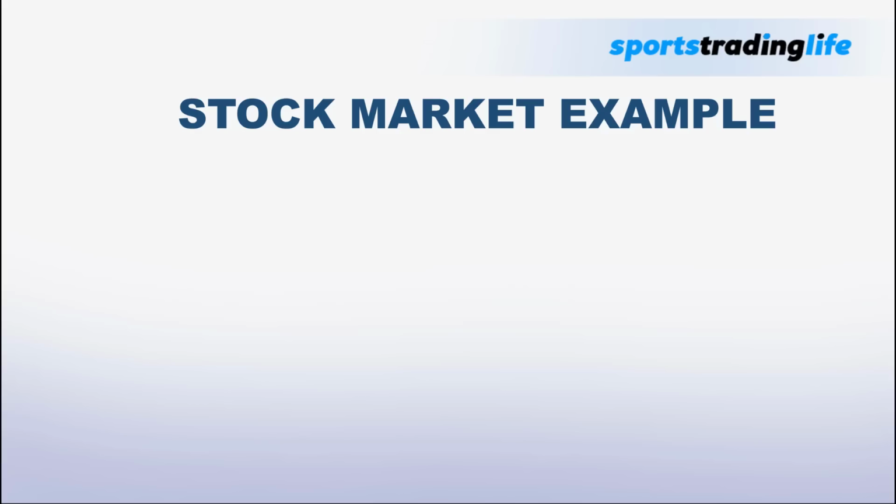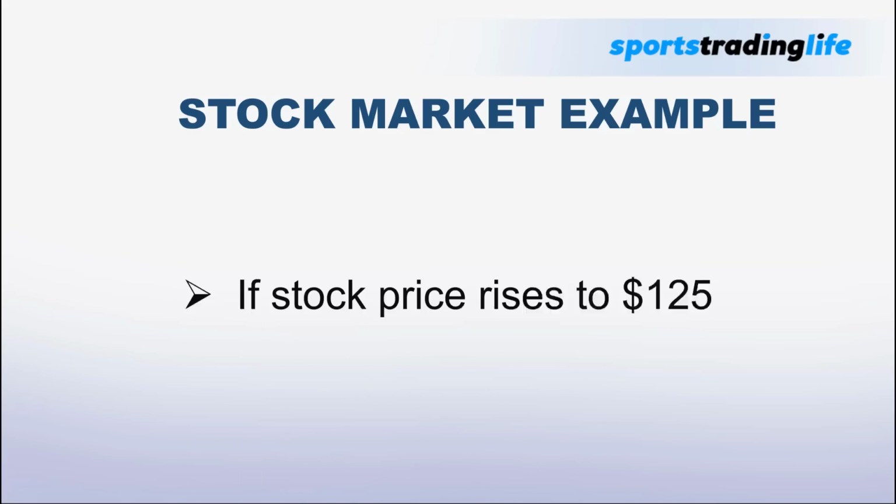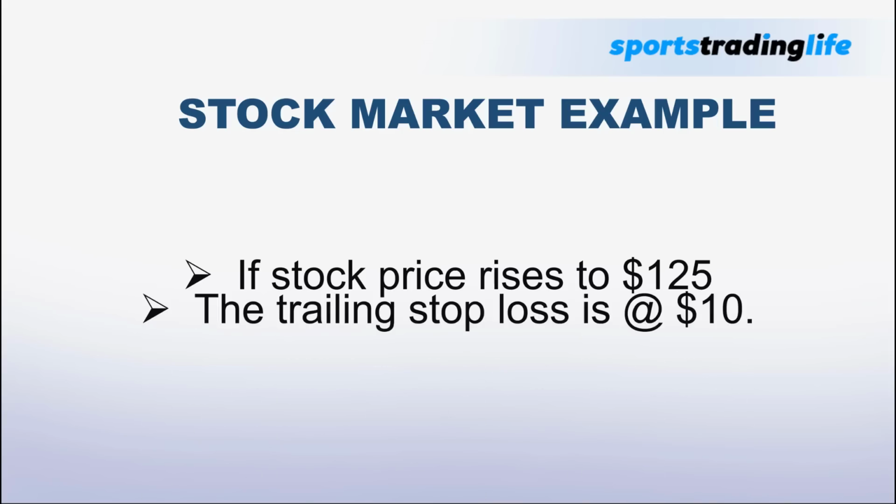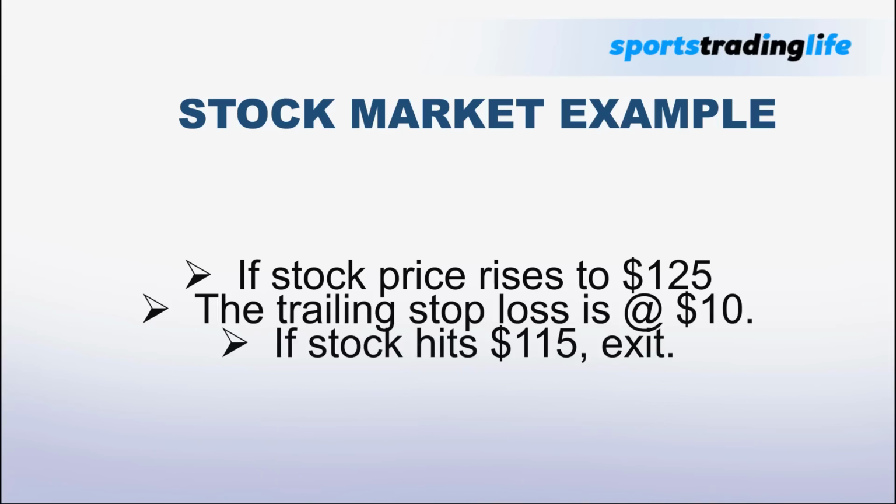Because if we entered the market at $100 and the stock price rose to $125, now remember, we've got our trailing stop loss of $10 in place. That means that if that stock hits $115, we're out of the market, but we're still going to make a profit. So once we've moved in a certain direction with the trailing stop loss, you're guaranteed to make a profit no matter what, as long as you're disciplined enough, obviously, to exit out of the market once your trailing stop loss hits.